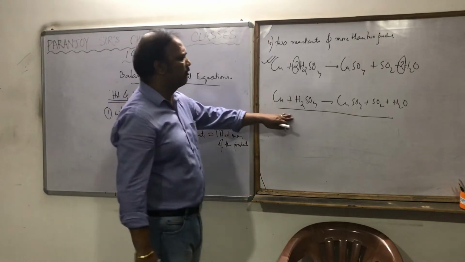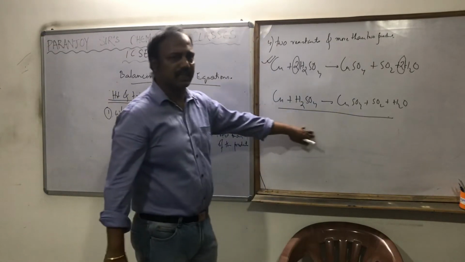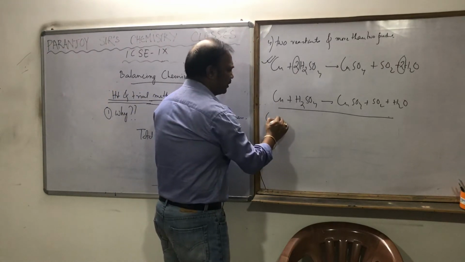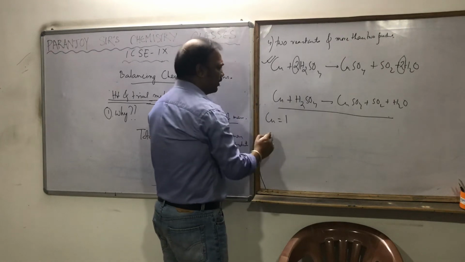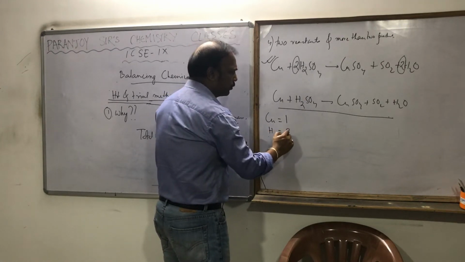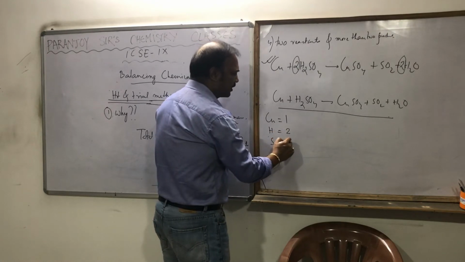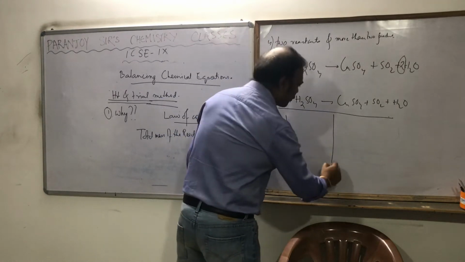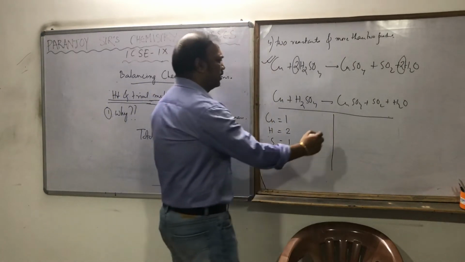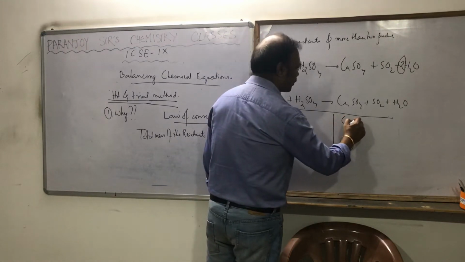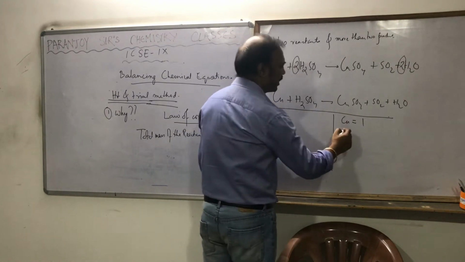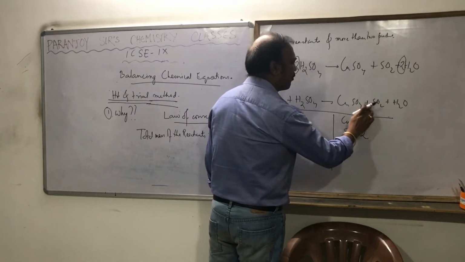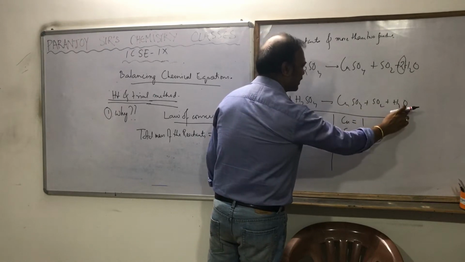Suppose I would have kept it like this, as the skeleton. You see what is present over here? Copper is there. How many copper? 1. Hydrogen is there. How many hydrogen? 2. Sulfur is there. How many sulfur? 1. Oxygen is there. How many oxygen? 4. Whereas in the product, the same elements are there, but how many of them? Copper, how many? 1. Sulfur, you see sulfur 1 and 2. 2 sulfurs are there. Oxygen, how many? 4 and 2, that is 7, and 6 and 1, 7.